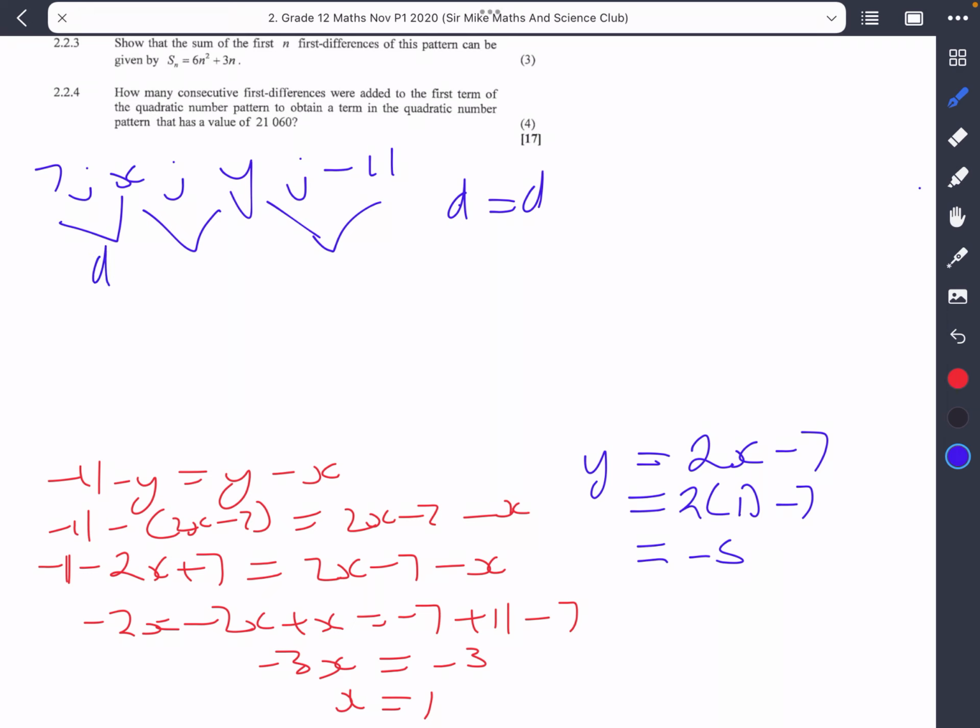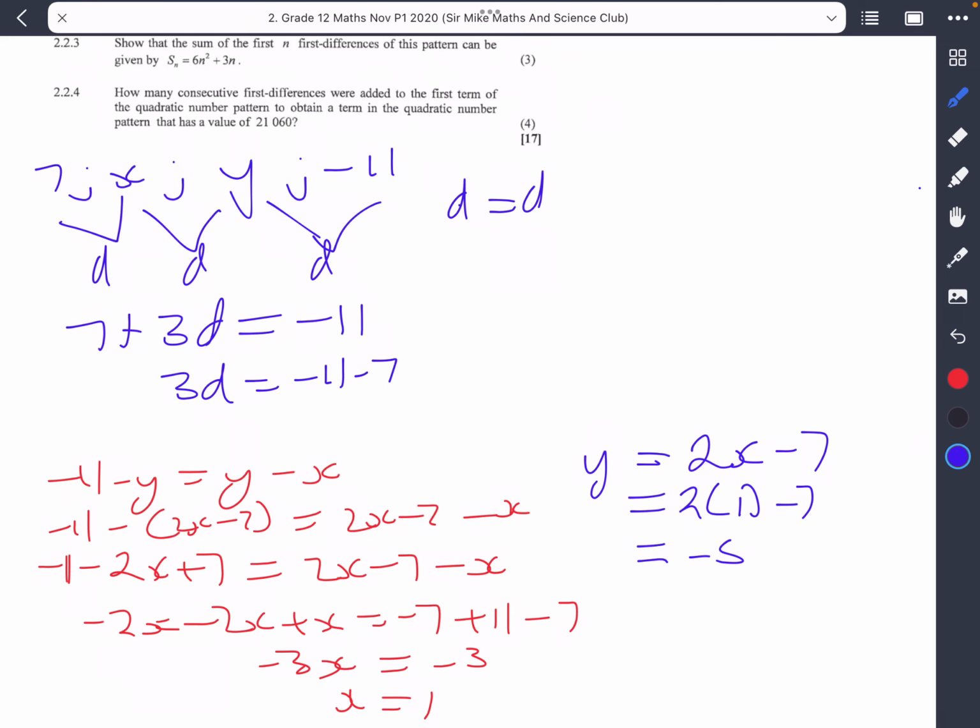Then from t2 to t3 I would add another d, and another d there. So what I'm going to argue is that 7 plus 3 differences must give me negative 11. How many differences did I add from that first term to get to negative 11? I must have added 3 differences. So 3d equals negative 11 minus 7.